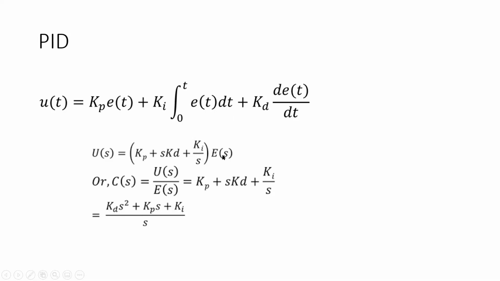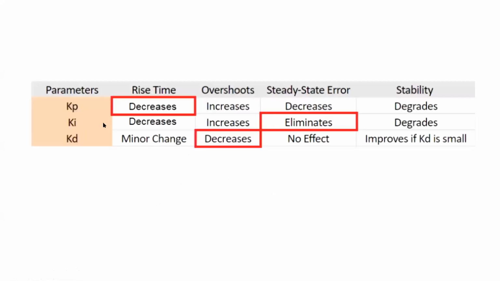This is multiplied by E of s. So you can write it like this. If you take s common, it will be Kd s square plus Kp s plus Ki, because Ki by s is there, only for this by s is there, so you take it common. Now what have you understood here? It is Kp, Ki, Kd. There are three parameters. Leave out stability, we'll discuss stability later. Consider only these three: rise time, overshoot, steady state error.